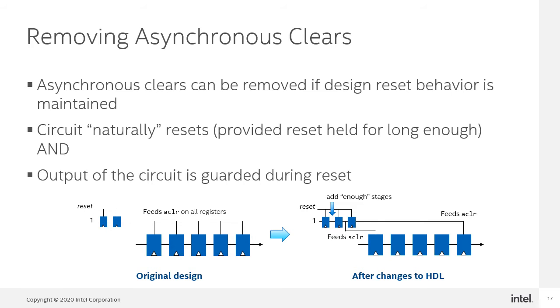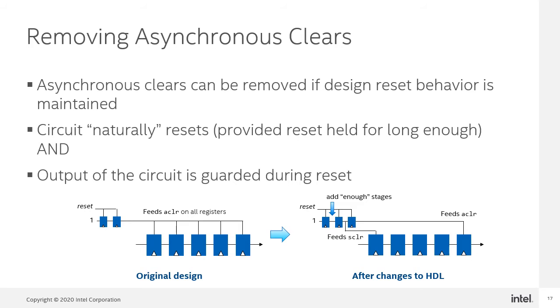Instead of resetting all the data pipeline registers immediately, we allow the circuit to naturally reset, meaning we assert the input reset long enough so that the reset from the first register propagates through the rest of the data register pipeline. We guarantee this by implementing a shift register chain in the reset line. This could also be done by connecting a counter in the reset path.